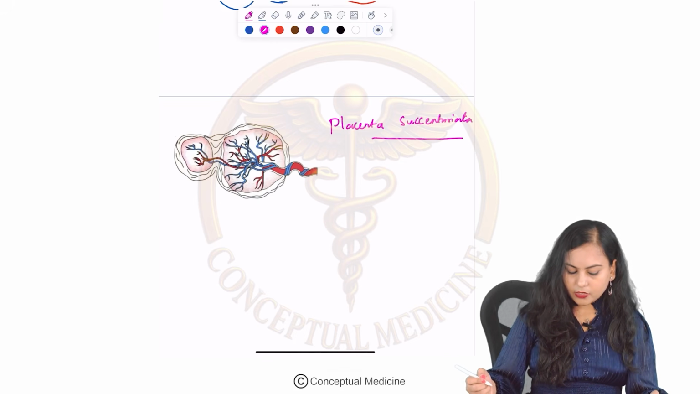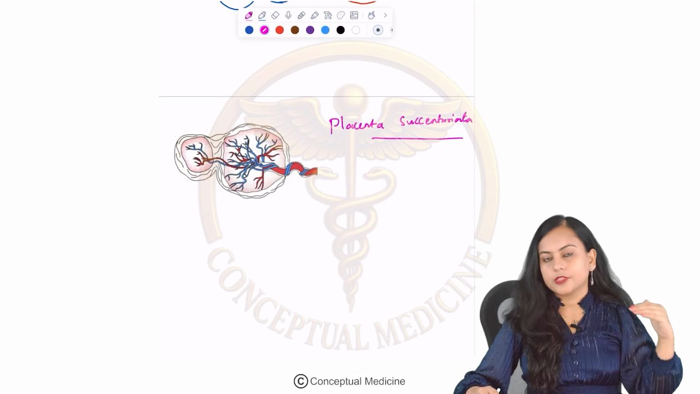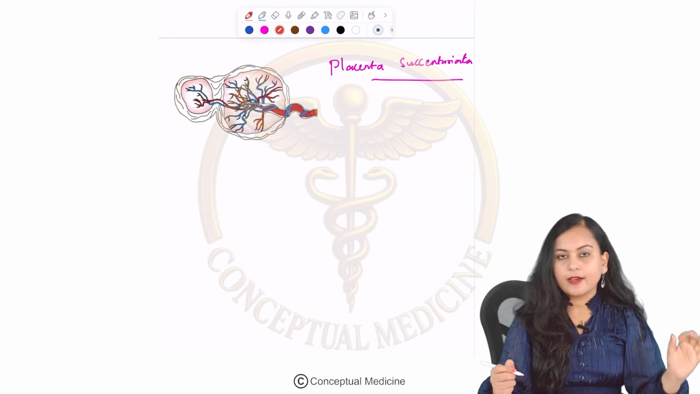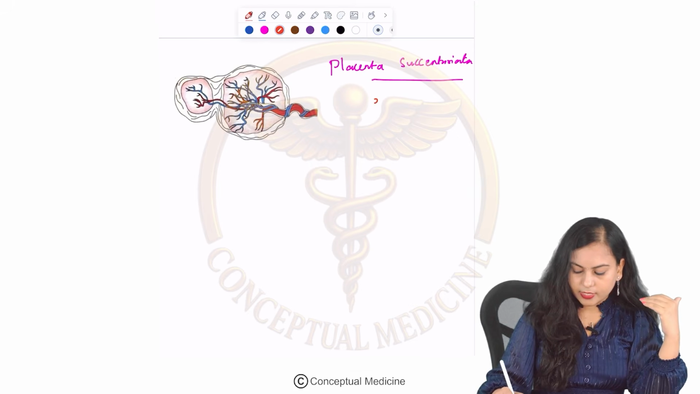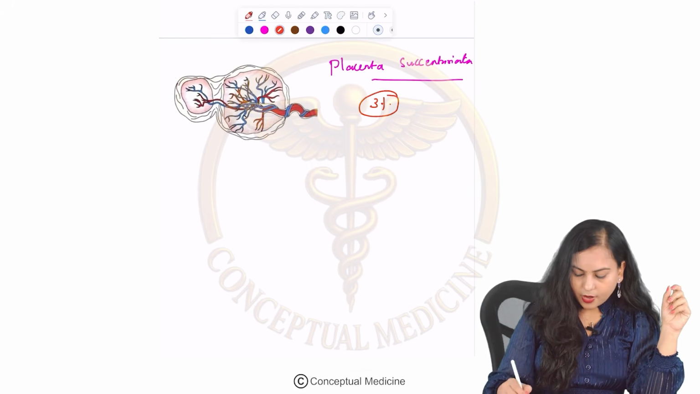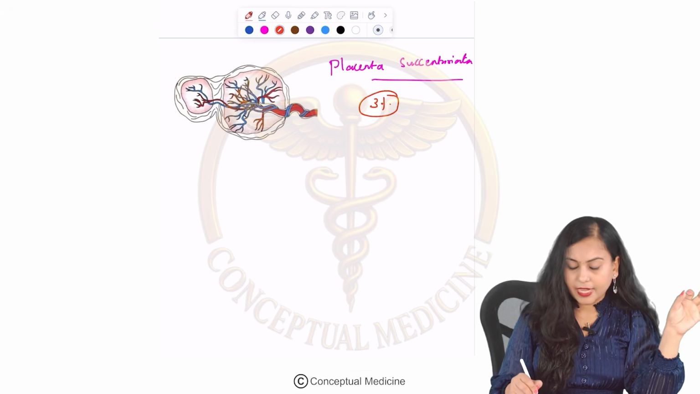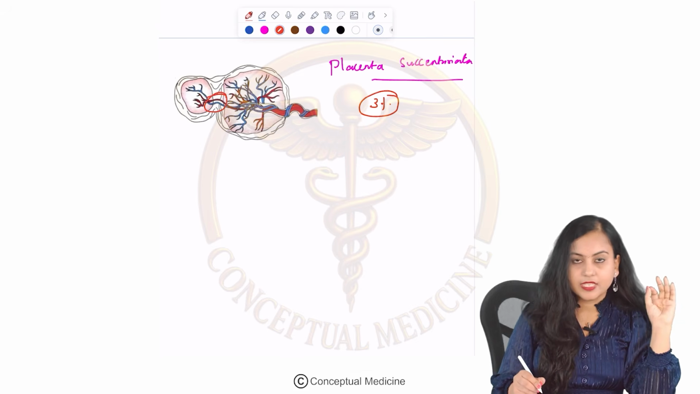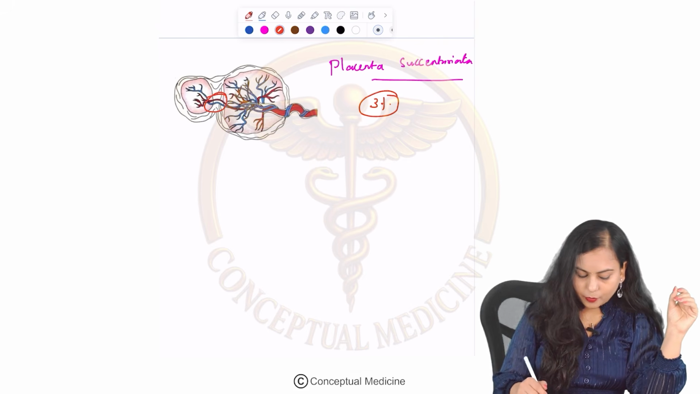So we have some importance for this placenta succenturiata. You have to know there is a 3% incidence of placenta succenturiata in females, and you have a separate small lobe away from the main lobe, and these are connected by vessels also. Okay, so that is another important point.